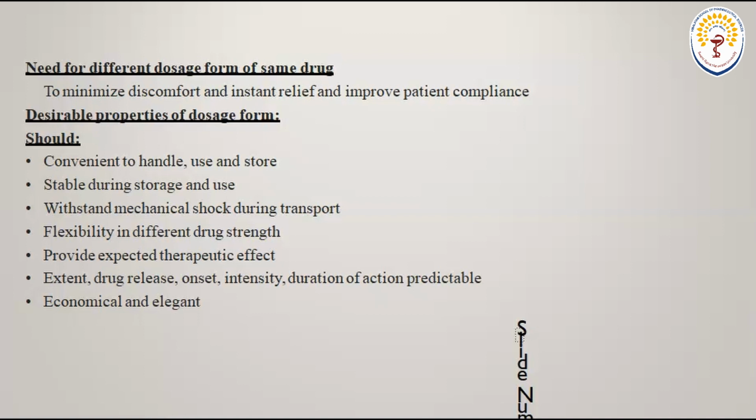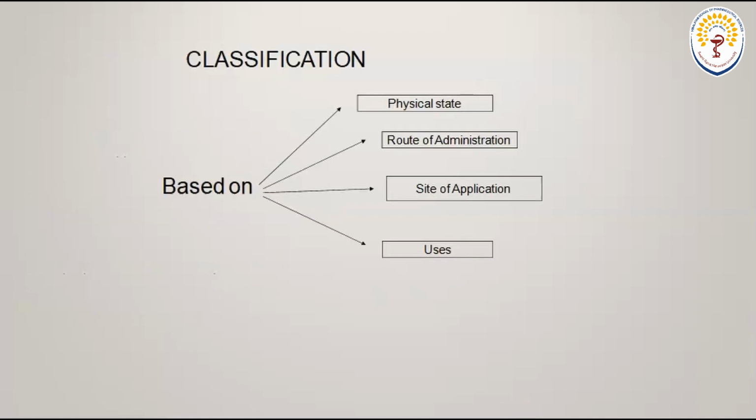Now come to the classification. Classification of pharmaceutical dosage forms is based on four factors: physical state of the dosage form, route of administration by which we give the dosage form, site of application where we apply or administer the dosage form, and uses where we use these types of dosage forms. So come to the classification.